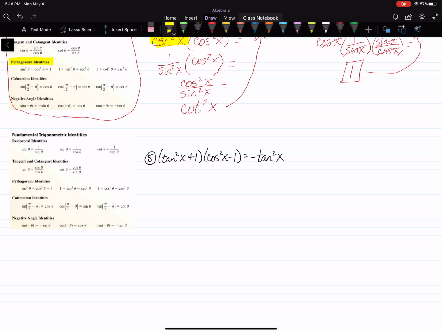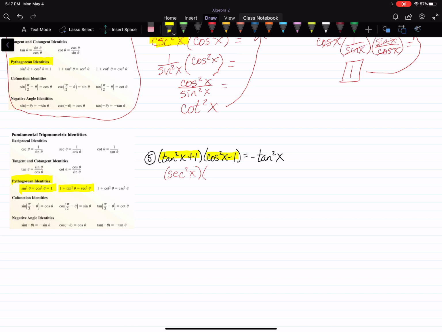And finally, our last one, number 5. Uh-oh, I see squares. So when you see squares, think Pythagorean identities. So tangent squared x plus 1 is secant squared x. So I'm going to change this to secant squared x. Cosine squared x minus 1. This one I'm going to use here.